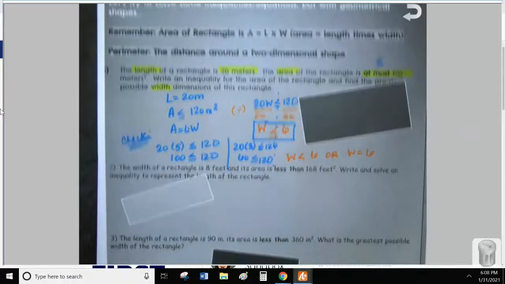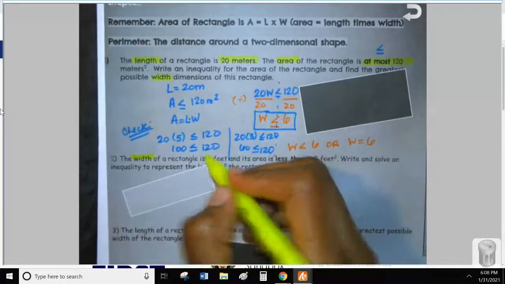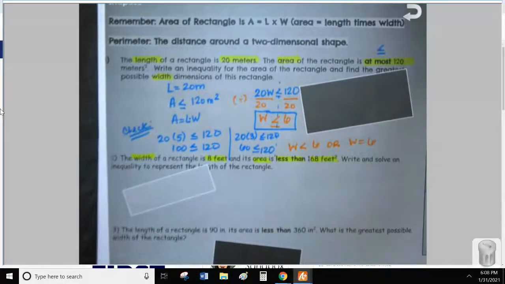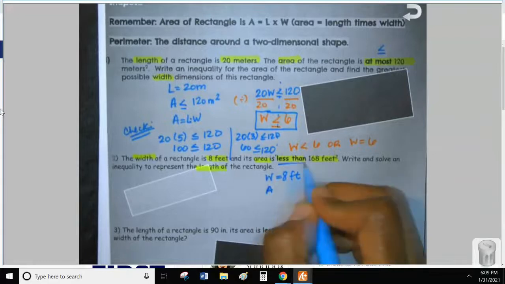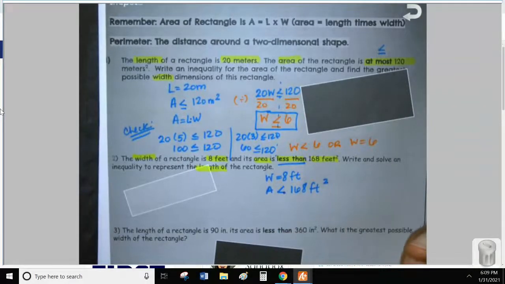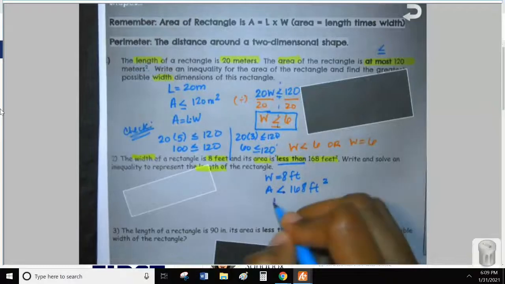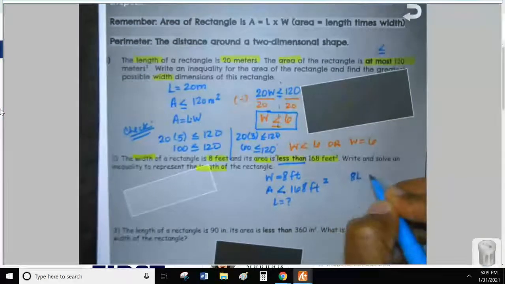The next one says the width of a rectangle is 8 feet and its area is less than 168 feet squared. Write and solve an inequality to represent the length of the rectangle. So the width is 8 feet. The area is less than 168 feet squared, and we're looking for the length. Again, we know length times width equals area. So the length times 8 has to be less than 168.